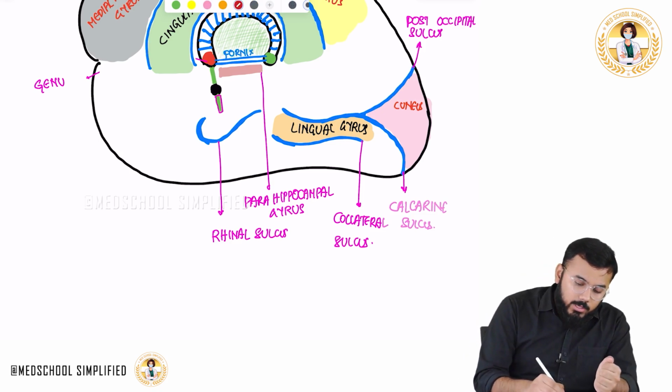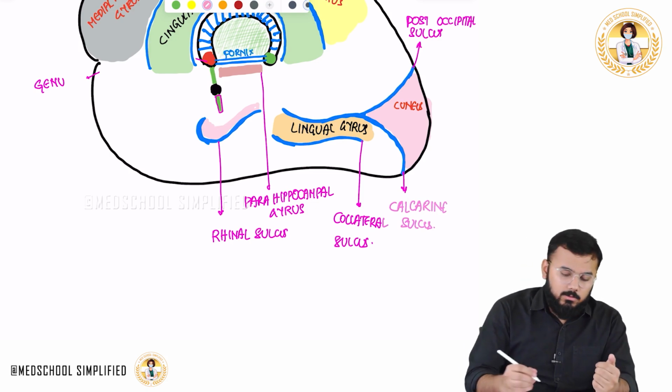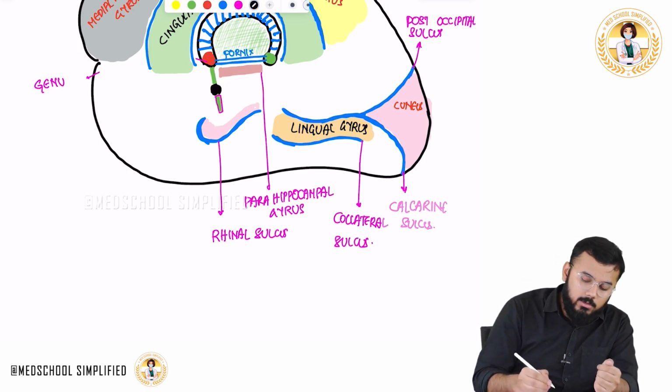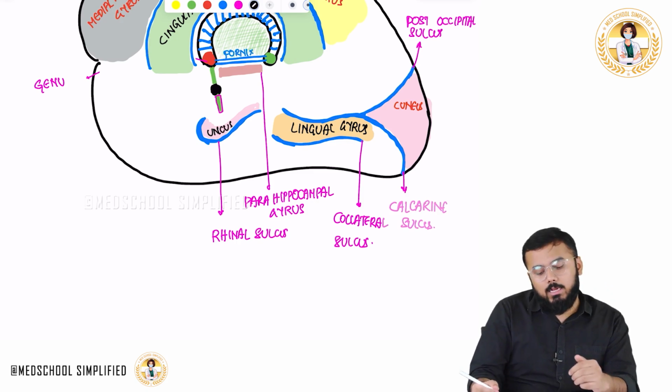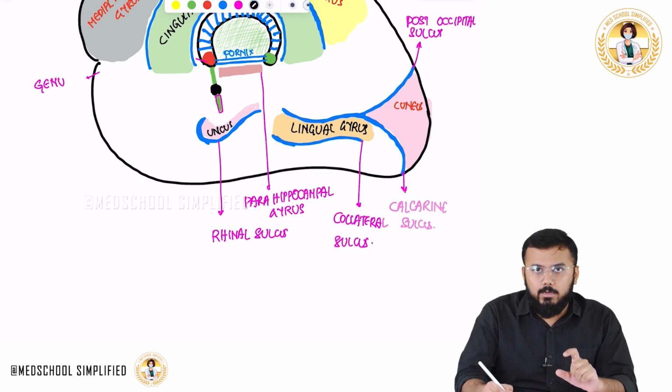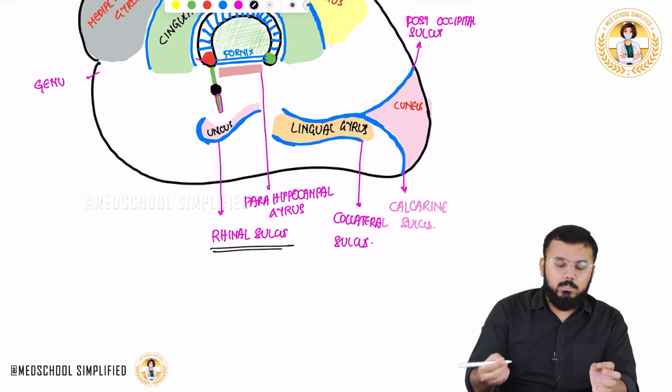Next, down here you have got one more gyrus. Where is this gyrus located? This gyrus is located within the hook of the rhinal sulcus. You see this gyrus? This gyrus is called the uncus. So what is uncus? Uncus is a hook shaped gyrus. It is located nearer to your rhinal sulcus.